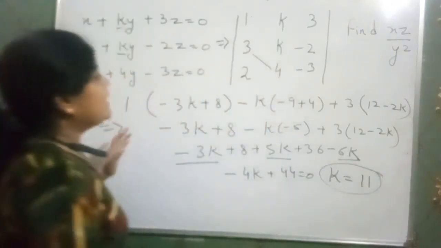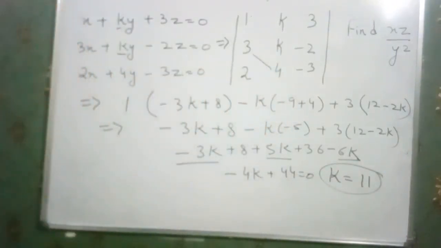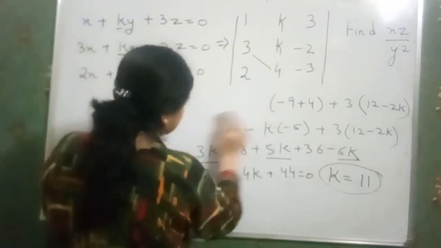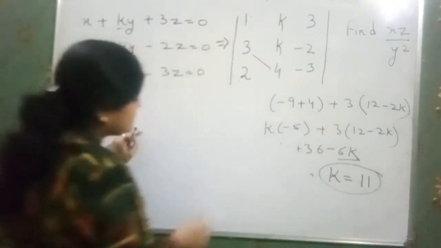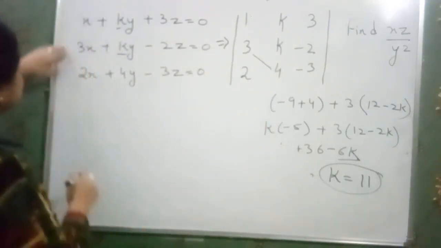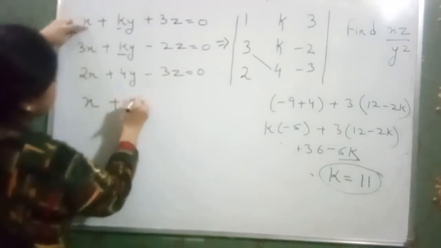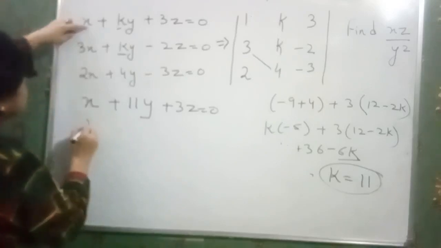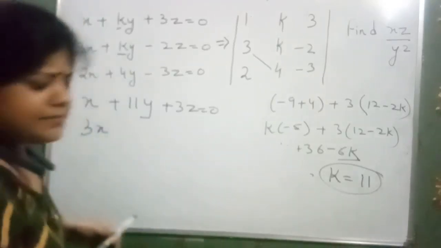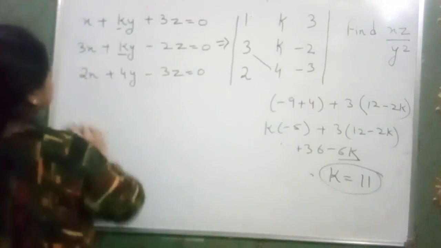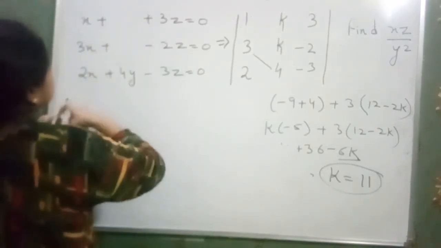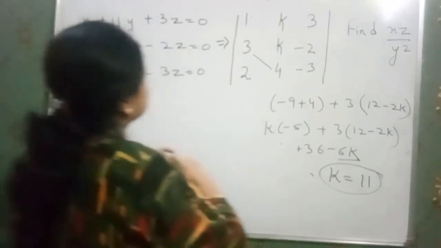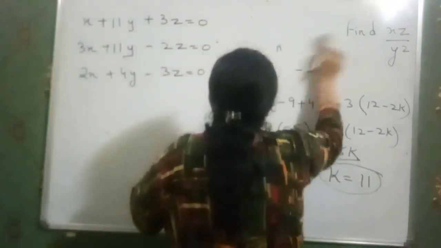Clear? Now we have to find the values of x, y and z. This is the second step we have to do. Just be careful for this step because it is a little bit confusing. So I put 11 in our equations. I simply write 11 in place of k. Okay, so we have 11y and 11y. Clear? And we have to now solve for x, y and z.